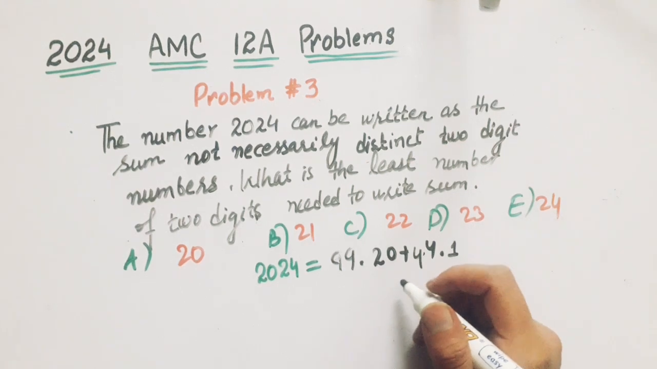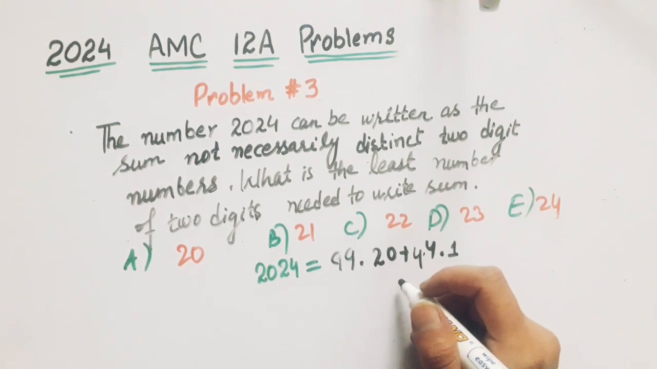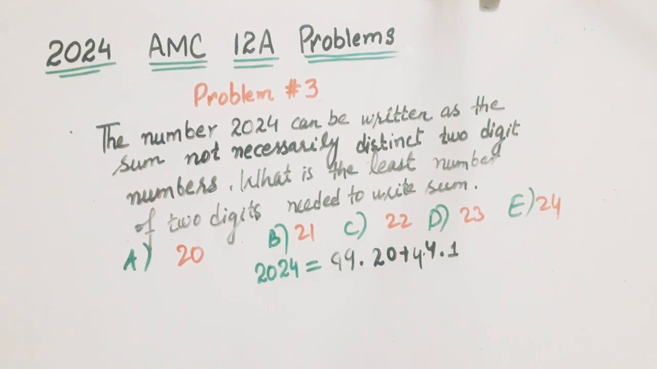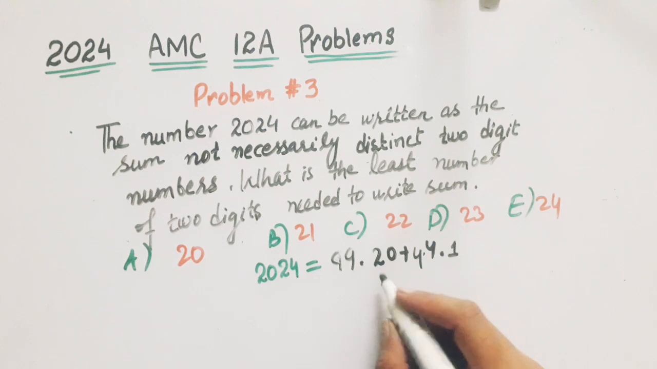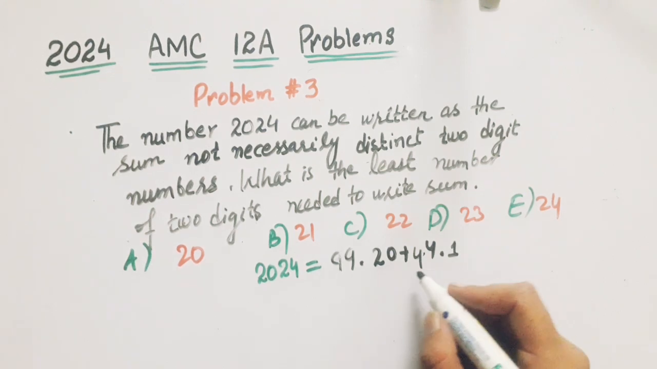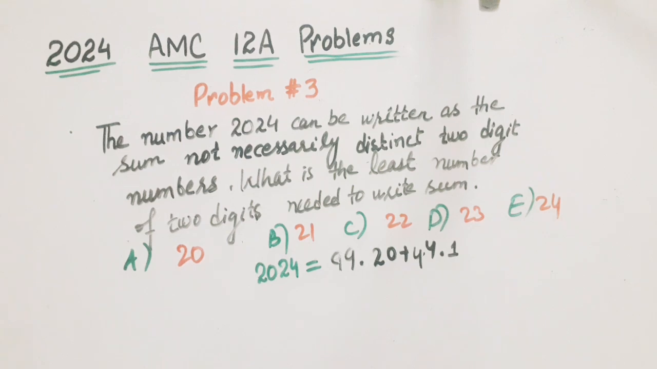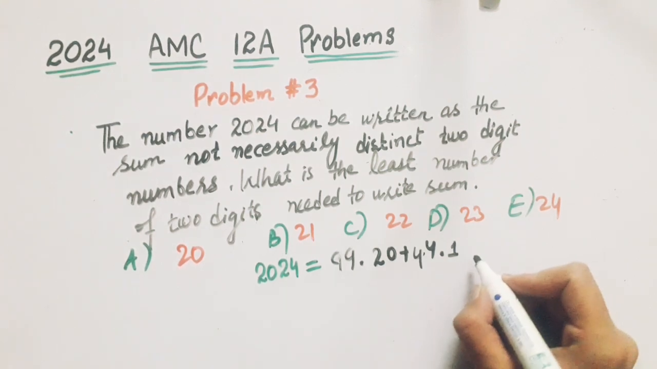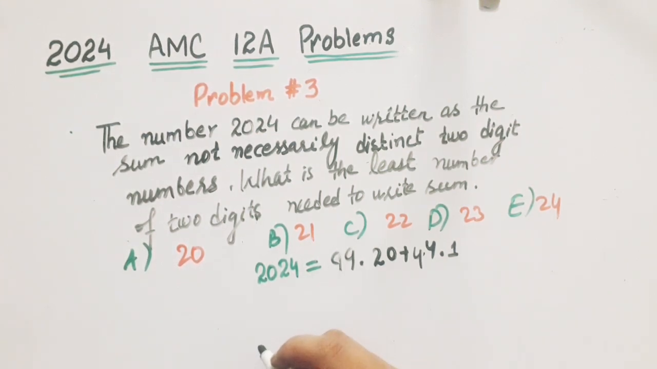So of this we get, we choose 20, 99 and 44, 1. We have chosen these two numbers. Therefore, a total will be written as 21. So we will solve this by another way.